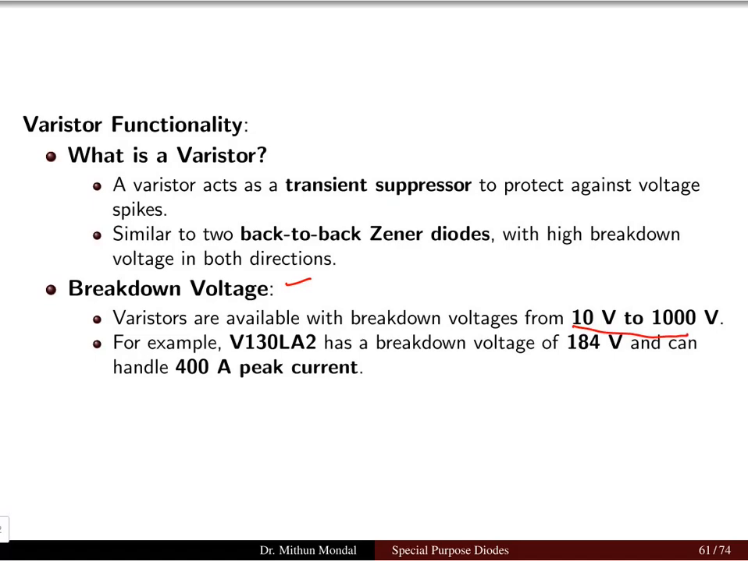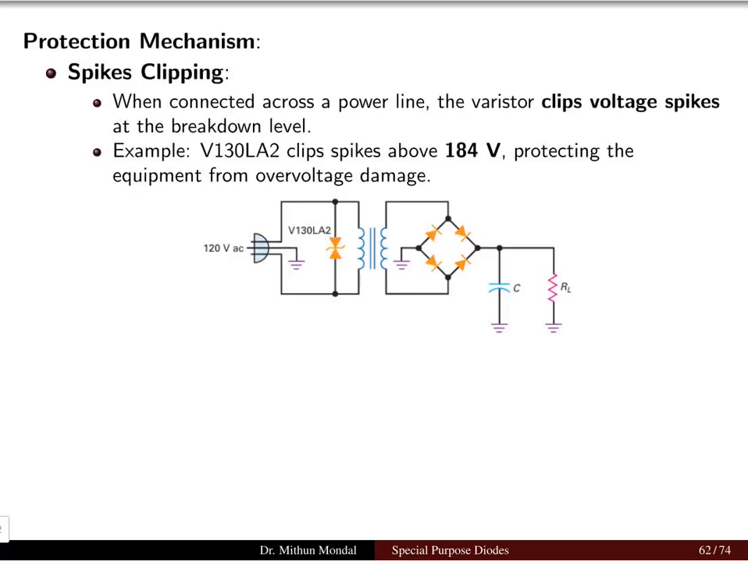For example, if we take one of the varistors given by the manufacturer, V130LA2, it has a breakdown voltage of 184 volt, and it can handle a very high amount of current, which is 400 ampere, the peak current. Varistors are generally used as a protection mechanism against the spikes occurring in the power system lines, and they clip this voltage. So they will be connected across a power line.